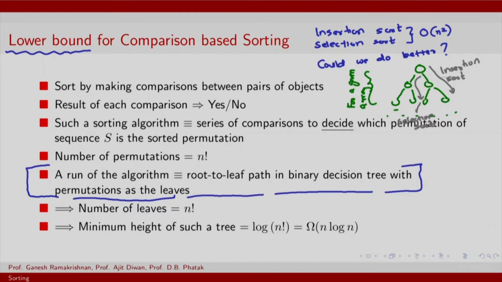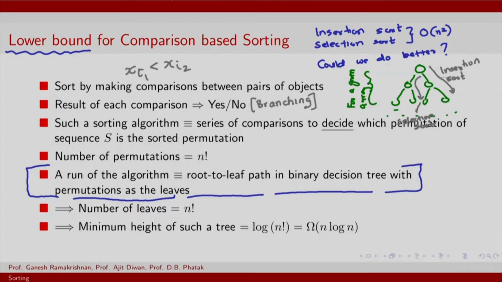Each node in this tree is basically a comparison between a pair of objects. Is x greater than y or y greater than x? So we will use the index i for a permutation, and x_i1 will be an element of the ith permutation. x_i1 less than x_i2 would be a kind of comparison we would make. The result of each comparison is a yes or no, and that corresponds to the branching. So the sorting algorithm is basically a series of comparisons to decide which permutation of the sequence S is a sorted permutation.